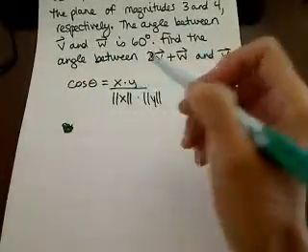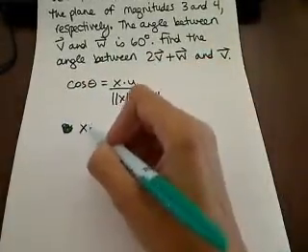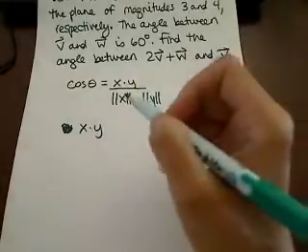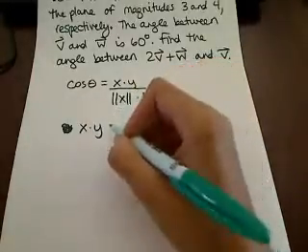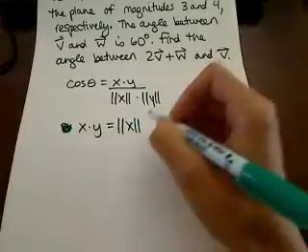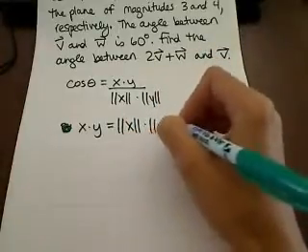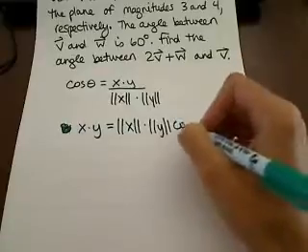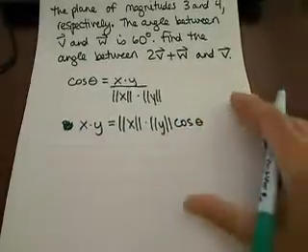I'll go ahead and put this in x and y as well. So if we have the dot product of x and y, then it would be equal to the magnitude of x times the magnitude of y times the cosine of theta, whatever we're looking at.